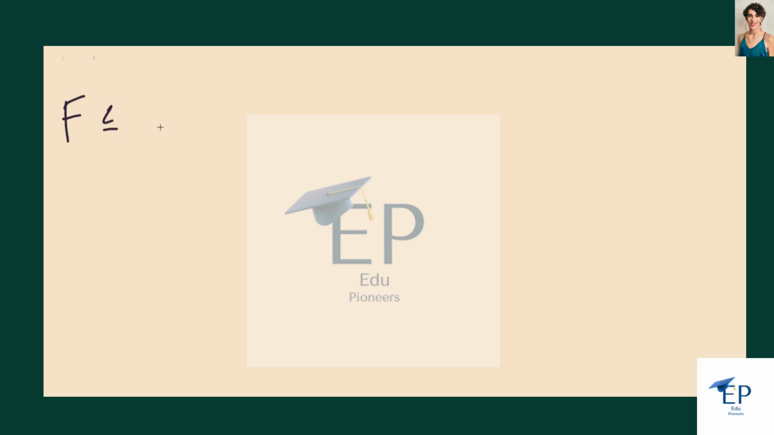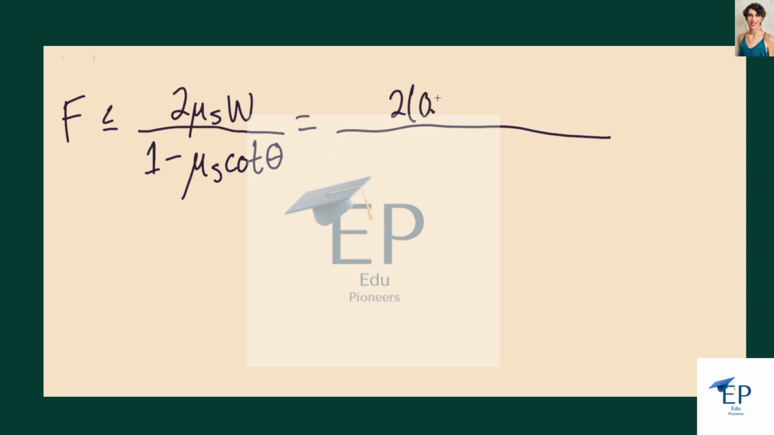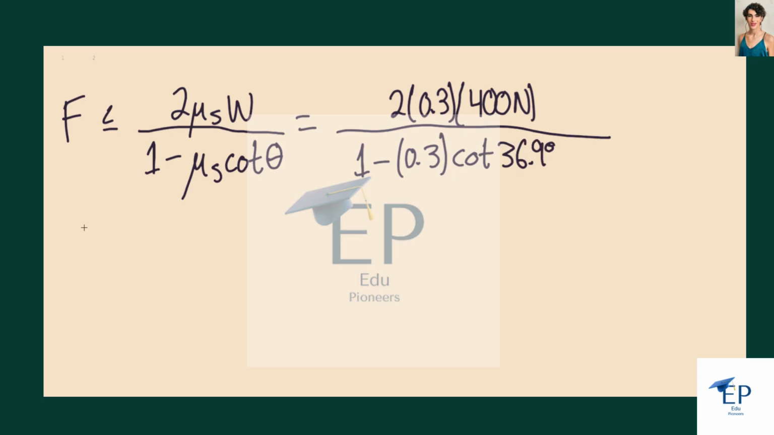is going to be less than or equal to 2 times mu sub s times the weight times 1 minus mu sub s cotangent of theta. So this is going to be equal to 2 times 0.3 times 400, and then divided by 1 minus 0.3 times cotangent of 36.9 degrees, and F has to be less than 399.7 newtons. So it has to be less than or equal to 399.7 newtons. This is for the lever arm.